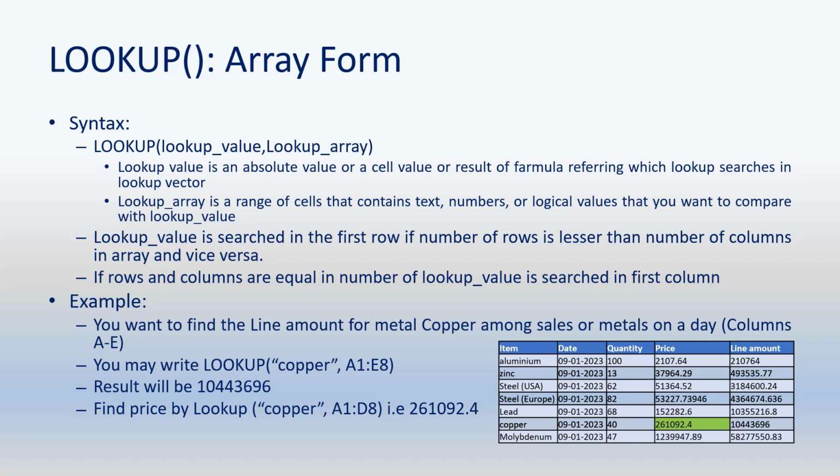The D corresponds to price. So the function is written as lookup with lookup value as copper, and the array is A1 to D8. So you will find 261092.4 as the result. If you want to know the quantity, what will you do? You can try on your own, but you know the answer. The array will be A1 to C8.